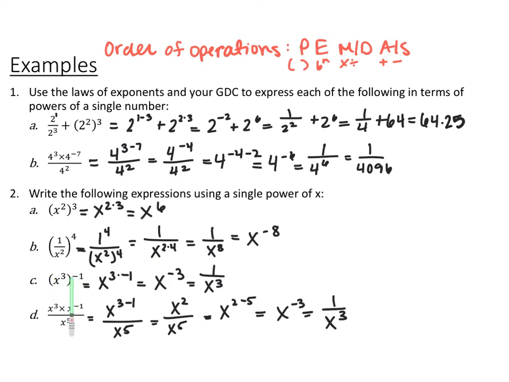Raising a power to a power, again, multiply them. You get x to the negative 3, or 1 over x cubed, depending on which way you want to write it. And then D, I did the numerator first. I added the exponents because you're multiplying. 3 plus a negative 1, so x squared over x to the 5th. And then I subtracted the numerator minus denominator exponent. You get x to the negative 3, or 1 over x cubed. So again, this has been using the laws of exponents to simplify these, along with the order of operations.